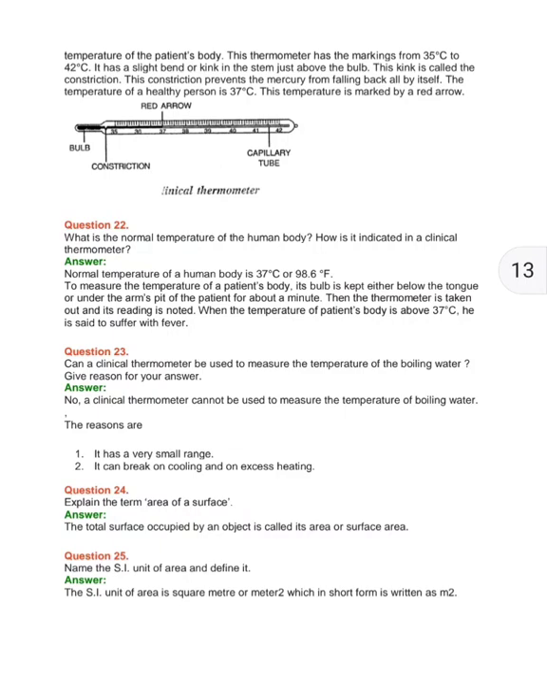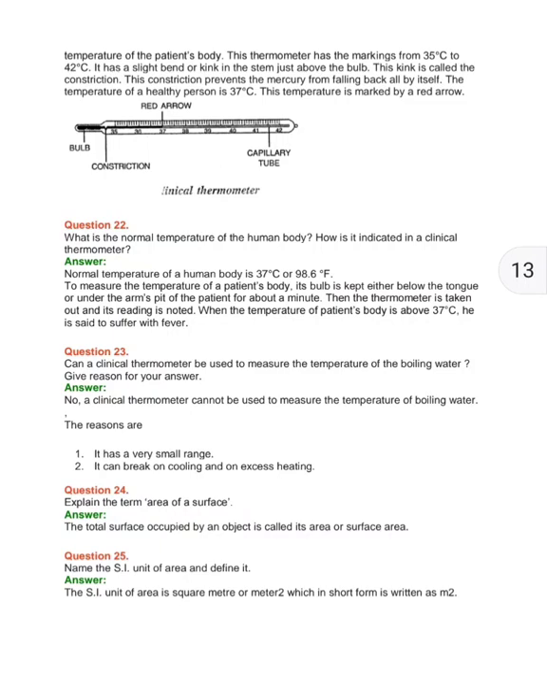To measure the temperature of a patient's body, its bulb is kept either below the tongue or under the armpit of the patient for about a minute. Then the thermometer is taken out and its reading is noted. When the temperature of patient's body is above 37 degrees Celsius, he is said to suffer with fever.